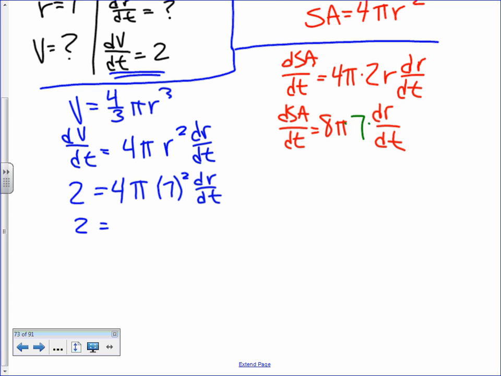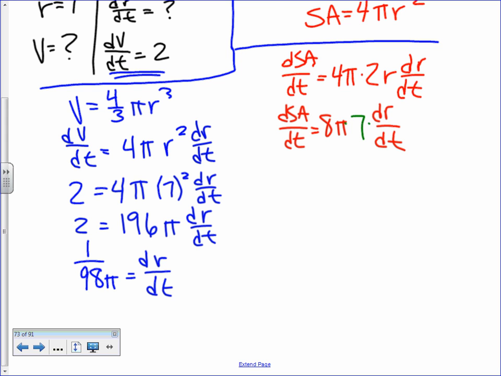Okay, so now I multiply everything out here, and I'm going to get 2 equals 7 squared is 49 times 4. Well, we're right under 200, so it's 196 pi dr dt. And so dr dt equals 2 over 196 pi, so that's 1 over 98 pi. So that's our value for dr dt.